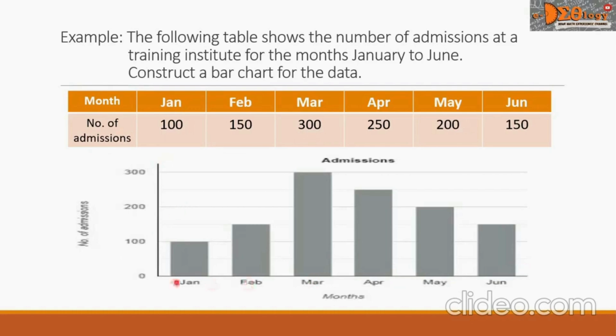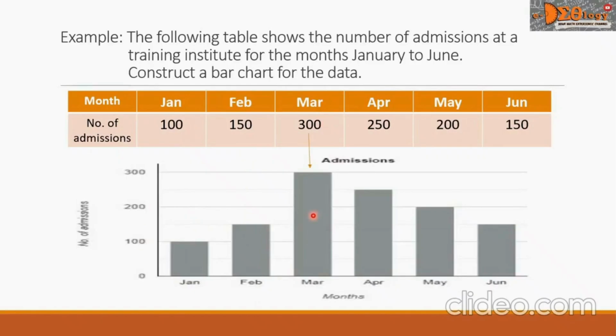Please observe that our rectangles here are of equal width, and they represent each month with the corresponding number of admissions. The first rectangle here represents the month of January, and the height of the rectangle corresponds to the number 100 with respect to the frequency. The second rectangle is for February, and the frequency is 150. So the level here is between 100 and 200.